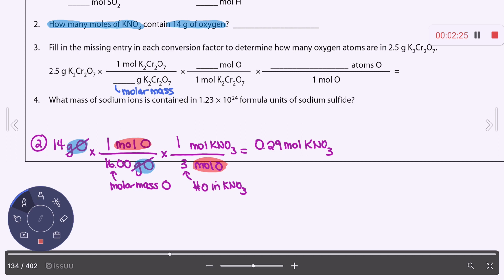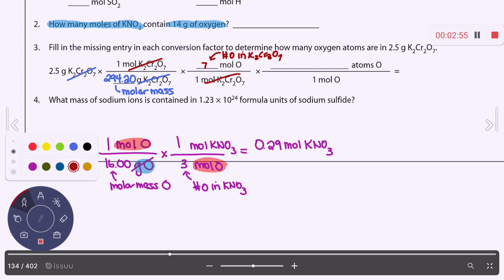So it's 2 Ks, 2 Crs, 7 Os. So this molar mass is going to be 294.20. These units will cancel. Then moles of potassium dichromate goes on the diagonal so that these units can cancel. And then up here, we're going to put the number of O's in potassium dichromate, which is how many? Yeah, so 7 would go here. Then moles of oxygen goes on the diagonal so that we can cancel it.